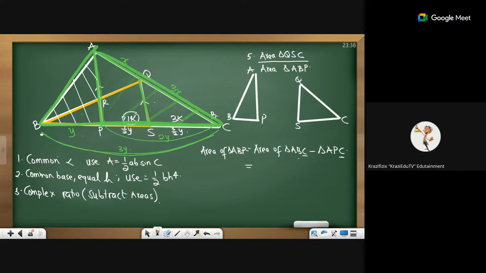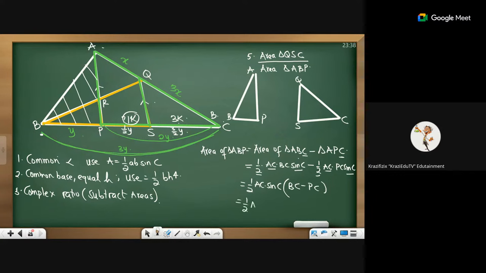Angle C is common. ABC, I can say half AC B, minus, what about APC? Half AC sine C, angle C is common. Half AC sine C. What do I have? BC. What is PC? 2Y. Beautiful. What do I have? One, we are not done. I'm just doing this separately. I multiplied by Y. Awesome.